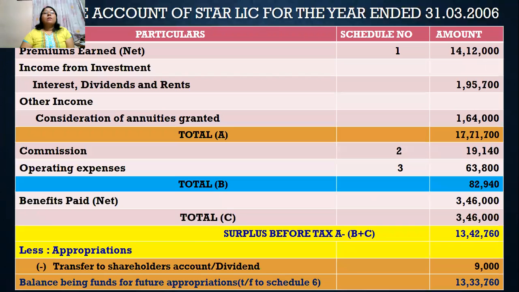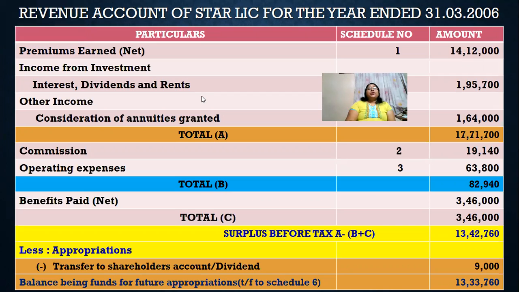Okay, now look at that. Once I have completed the schedule preparations, I'll go on to prepare the revenue account of Star Life Insurance Company for the year ended 31/3/2006. As usual, the format has 3 columns: particulars, schedule number, and then amount. Premiums earned, I will show the schedule number as 1 and post the respective amount from schedule 1. And then under income from investment, as per this problem, there is interest, dividends, and rents. And other income, consideration for annuities granted.